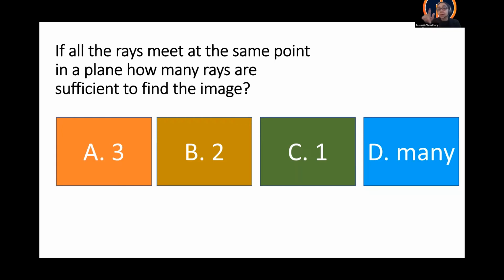We need not draw infinite image rays within the diagram, right? So how many rays are? Yes, very nice. So the correct answer is 2. So only with 2 rays we can detect that the image is forming. Why? Because we want an intersecting point, right? And for an intersecting point, 2 rays are enough. So in order to form an image, please remember that if we draw even 2 rays within our ray diagram, it will be enough for us.